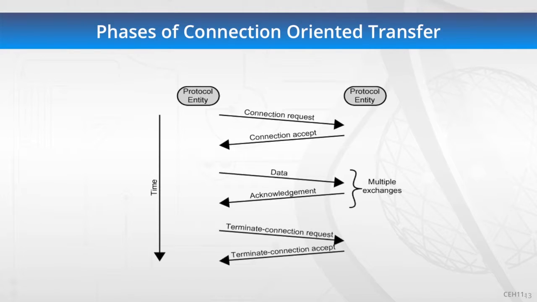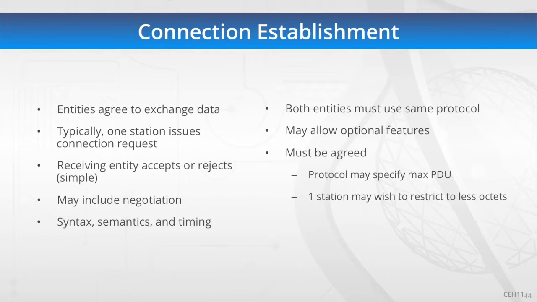So here are the phases of connection-oriented transfer. Connection request, connection accepted. Okay, that's that SYN-ACK. Data exchange and the acknowledgments as we go along, multiple exchanges, and then the termination of it. Let's look at connection establishment. So each entity agrees to exchange the data. They've got the underlying communication, and now we're up in the TCP layer.